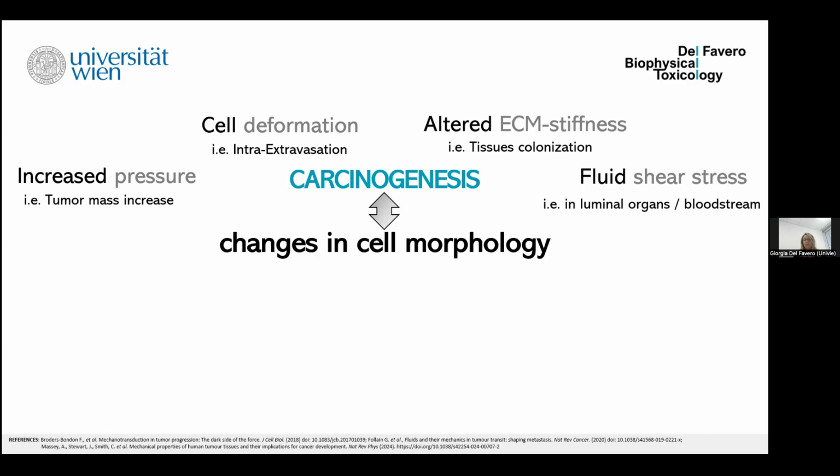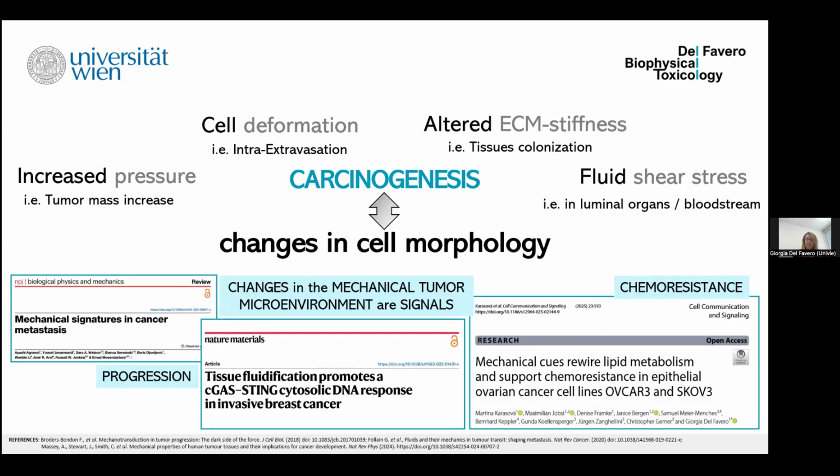Last but not least, we also have the fluid shear stress. Think about what happens in the luminal organs, but also about what happens in the bloodstream. And over the last, I would say, 20 years or so, it is becoming clear that these changes of the mechanical tumor microenvironment are not just changes of cell shape, but are also very important signals. And these are essential to support tumor progression or also, for instance, chemoresistance. And please believe me when I tell you that these are just a few examples of all the works that have been published in the last years, really describing these very intriguing molecular mechanisms of carcinogenesis.